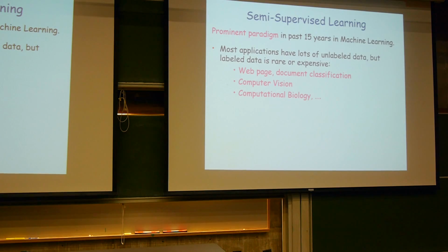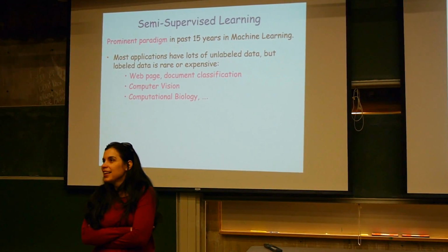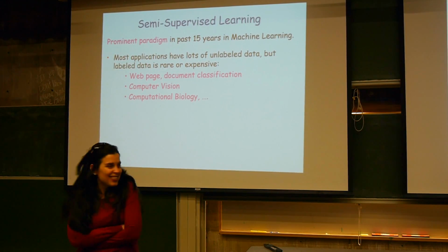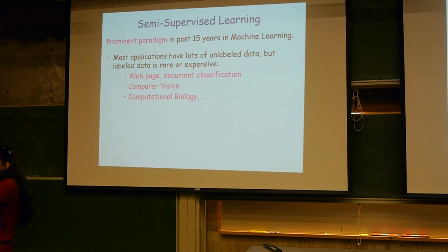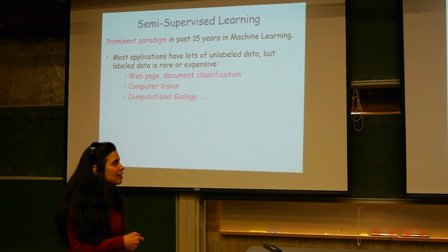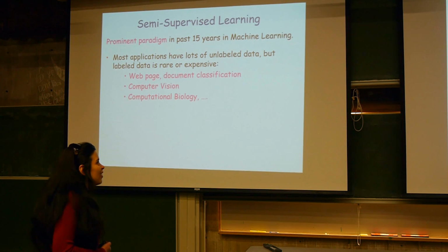First of all, do you believe me that many of the modern machine learning applications have huge amounts of data? I think it's almost obvious. Most of the machine learning data sets have huge amounts of data. You can read some of the examples here: computer vision, computational biology, and so on. Data is generated all the time. I'm sure you all read the news. Because of that, semi-supervised learning has become a prominent paradigm in recent years in machine learning.